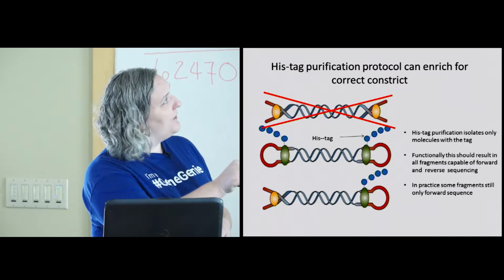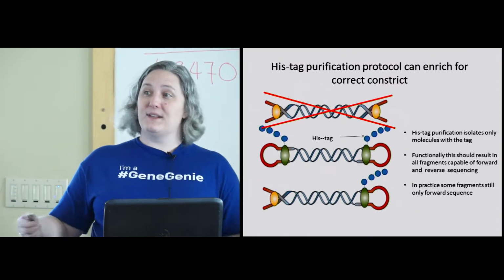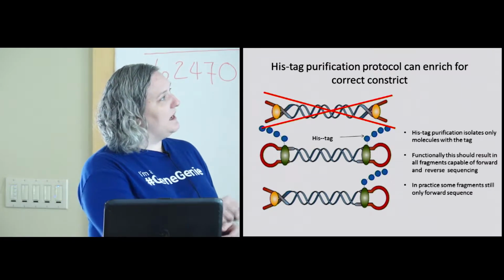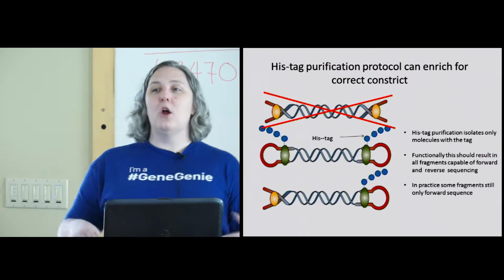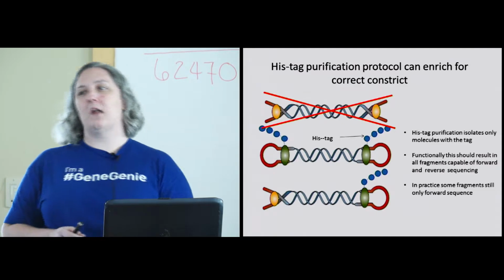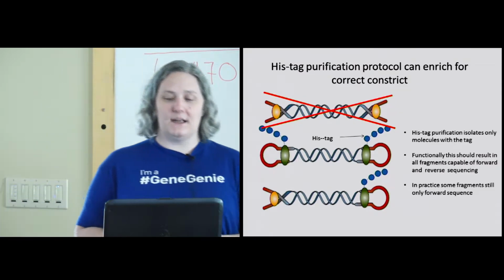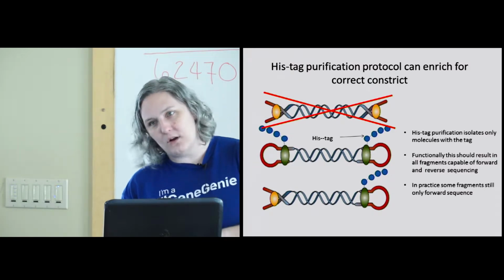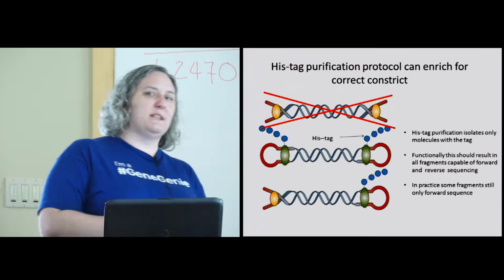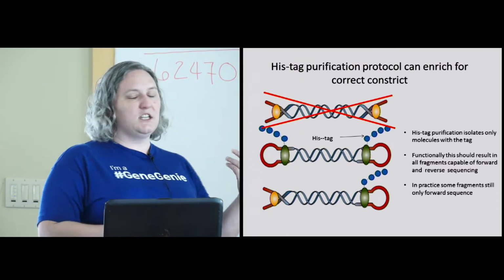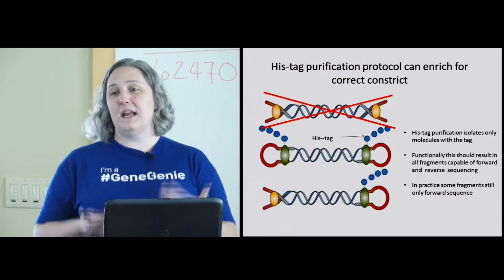This one is still there, but we can't sequence it, so we don't see it. And finally, this one. So in theory, all of your molecules in your final library should be properly formed and be able to undergo bidirectional sequencing. In practice, however, you still get monodirectional sequencing. You'll get discontinuous sequencing. It won't go all the way through the DNA molecule.